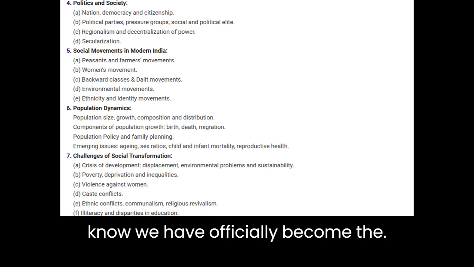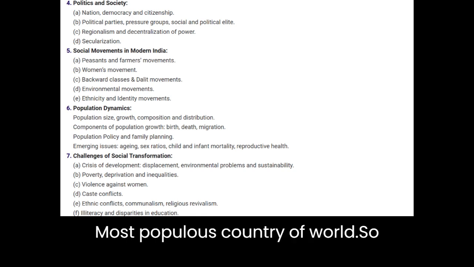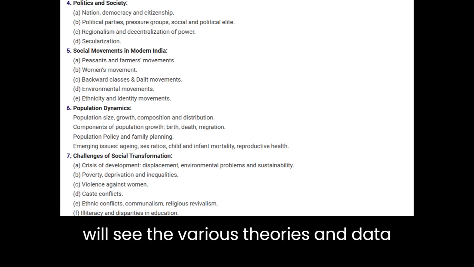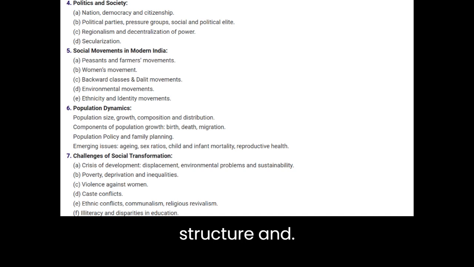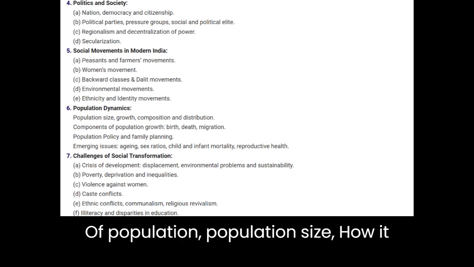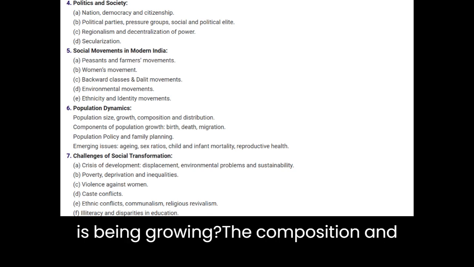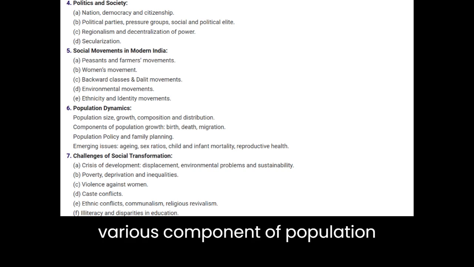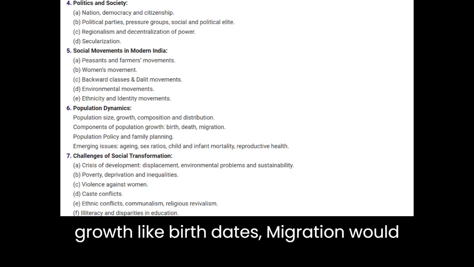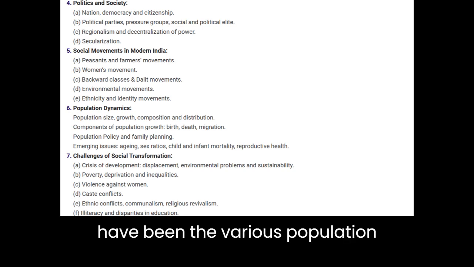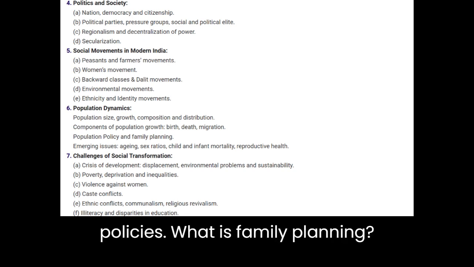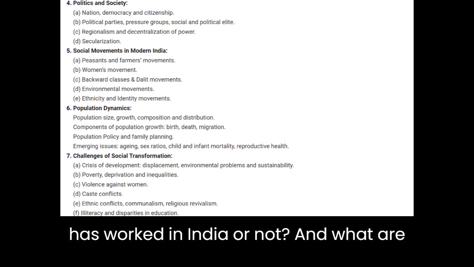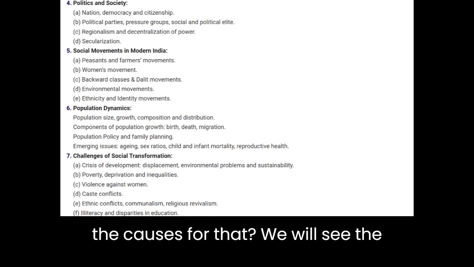We will see the population dynamics. We have officially become the most populous country of the world, so this chapter becomes very important. We will see the various theories and data structure of population, population size, how it has been growing, the composition and distribution of population. We will see various components of population growth like birth, death, migration, what the various population policies have been, what is family planning, why it has worked in India or not, and what are the causes for that.